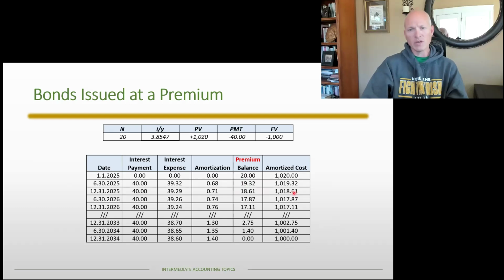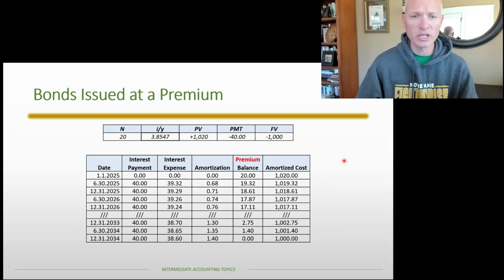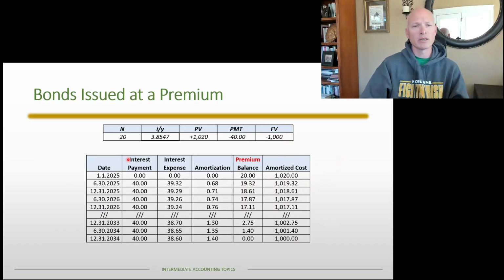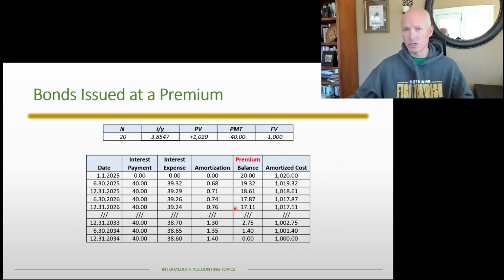If you remember, the amortized cost was the par value minus the discount balance. But in this case, because it's a premium, the par value plus the premium balance gives us the amortized cost. And of course, just like with the discount bond, this table serves as the basis for all of our journal entries going forward with this bond.